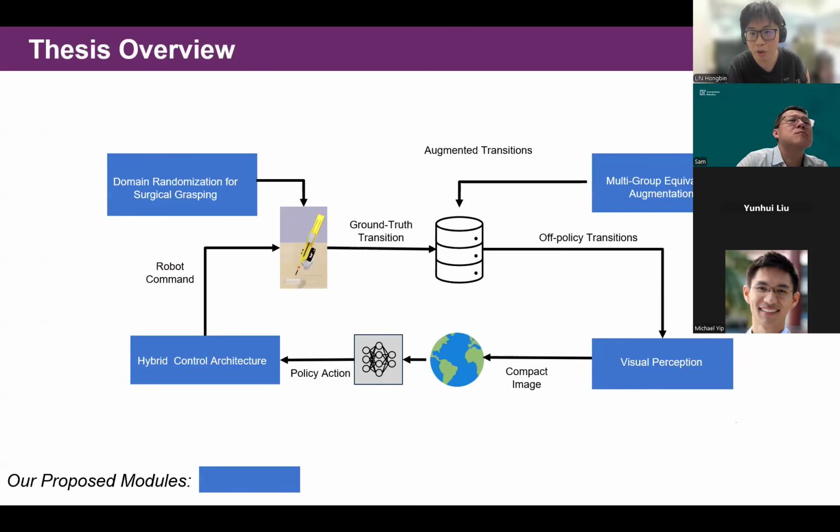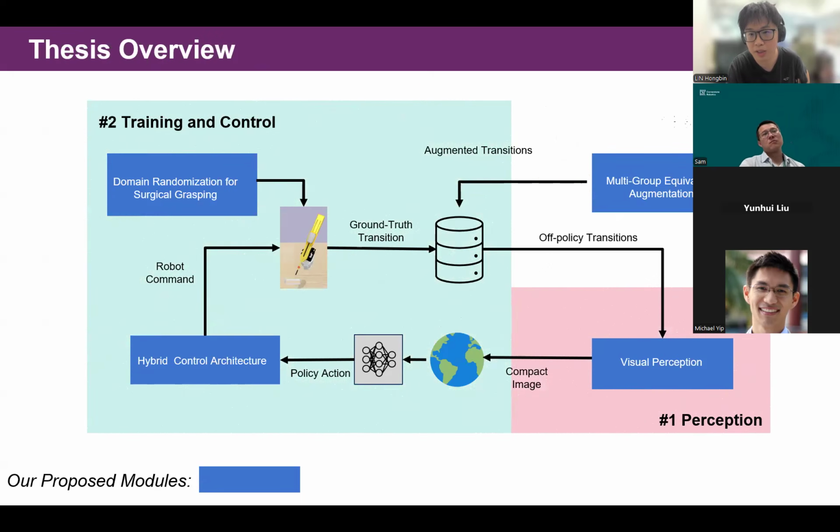We lay out the overview of 3 works in the thesis. For perception, we process the RGB stereo image with the visual perception pipeline. For training and control, we use a hybrid control architecture for robot actuation. Furthermore, we use domain randomization applied in simulation training. For symmetry, we augment the demonstration trajectory with our symmetric prior data augmentation for the training.